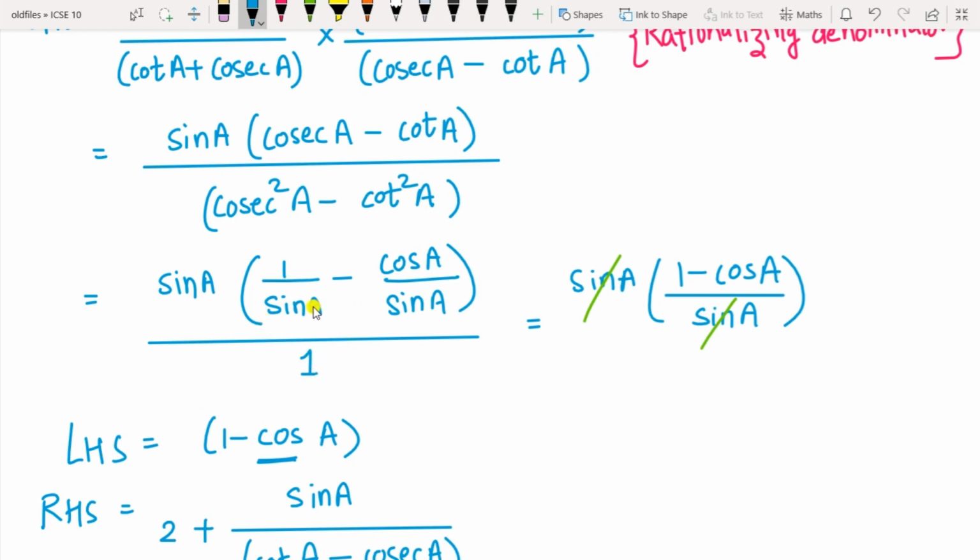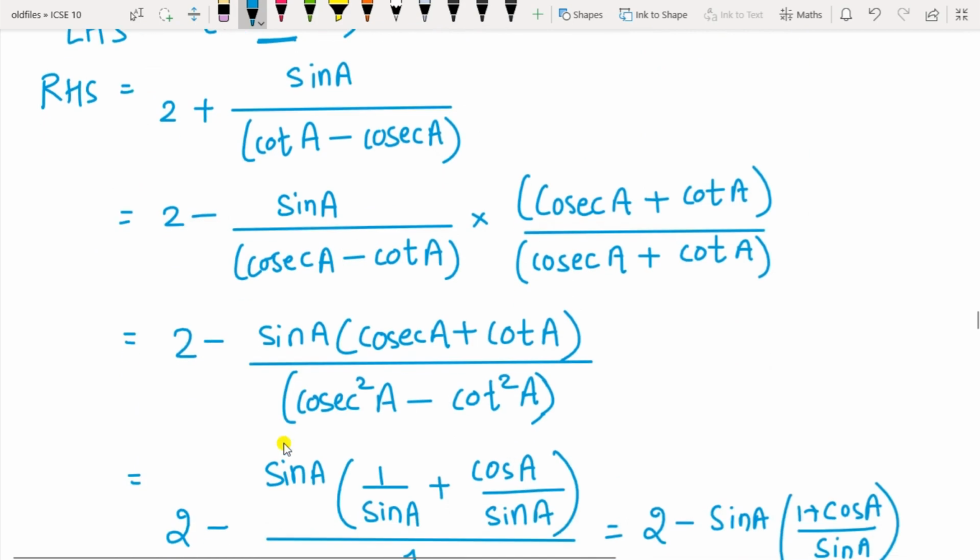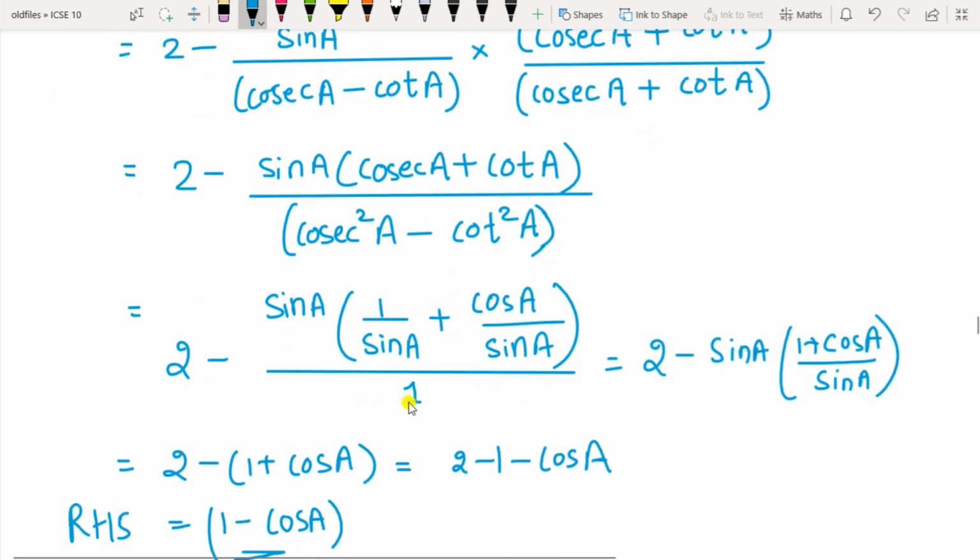Now since the denominator here is sin A, it will be sin A times 1 minus cos A upon sin A. Sin will get cancelled, so it will be 1 minus cos A. That is your LHS. Now again here you have to solve the RHS also. It is 2 plus sin A upon cot A minus cosec A. So again rationalize the denominator. It is minus here, you have to do the multiplication with the plus. So this will be sin A times cosec plus cot, and the denominator is A square minus B square, that is cosec square A minus cot square A. So that is 1 here.